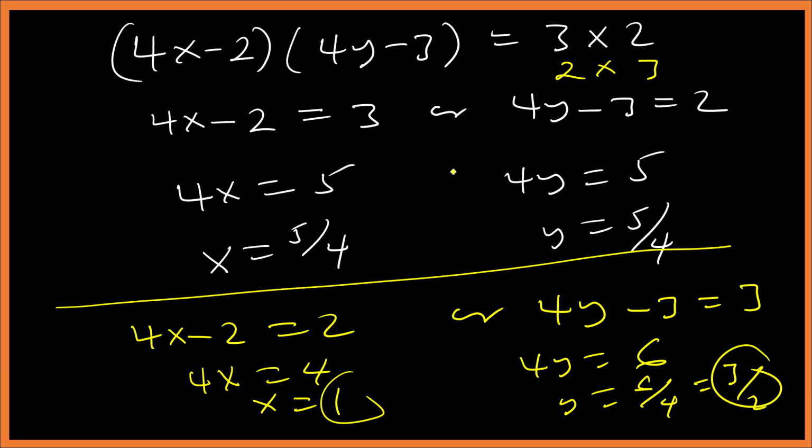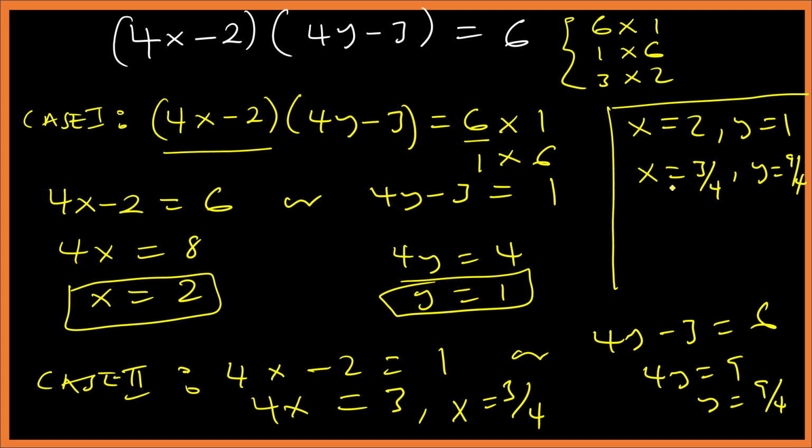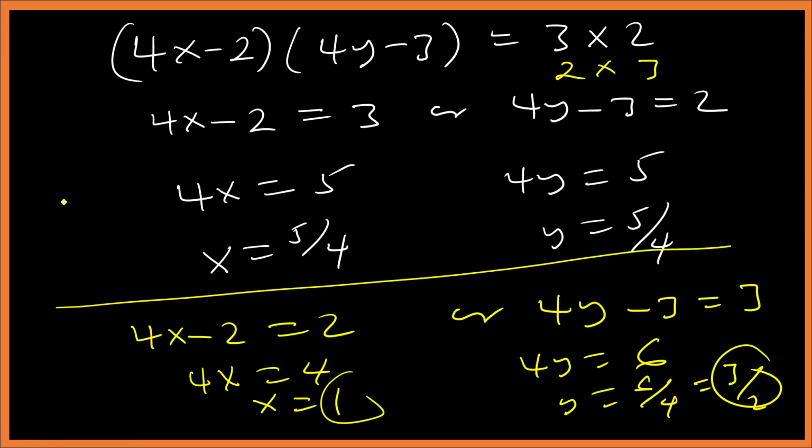All right, so we have 2 answers here and we have 2 here. So the next one will be 2 times 3, so we have 4 cases. All right, so that's that. So we have the solutions here. So x equals 5 on 4, y equals 5 on 4, and then y equals 3 on 2, x equals 1. All right, so that's that.